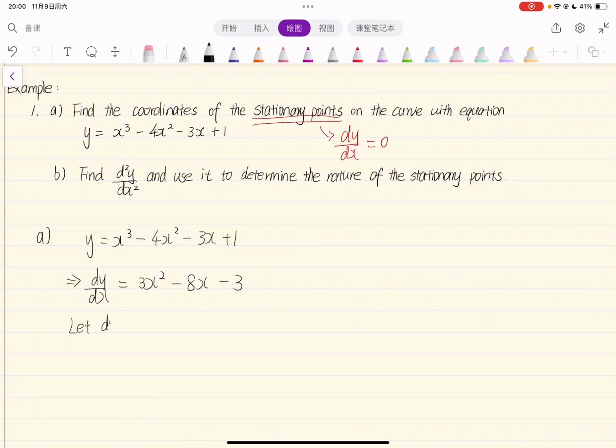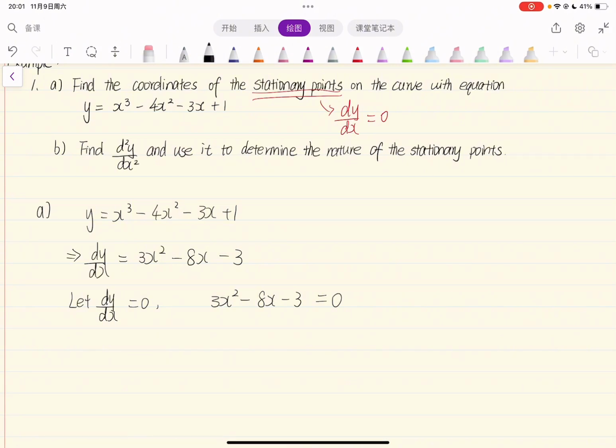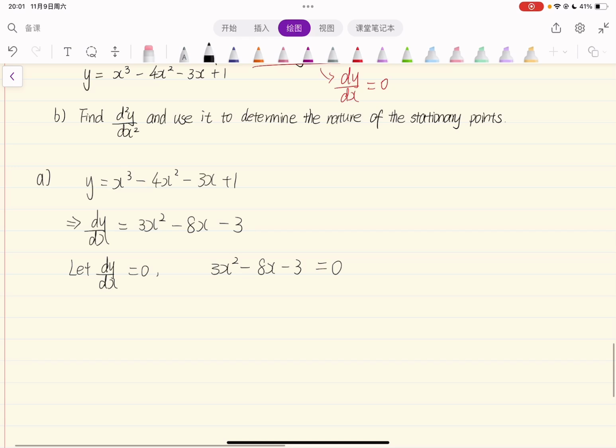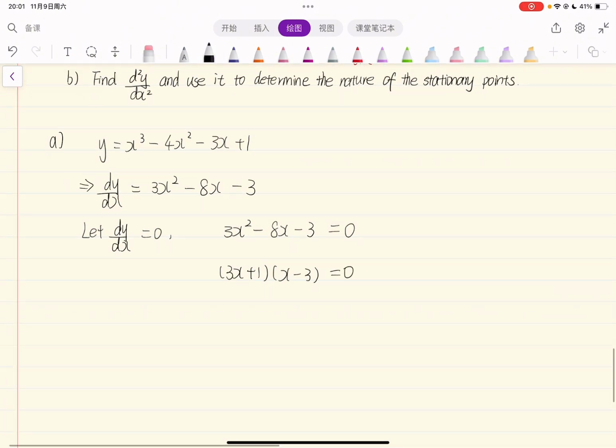Let dy over dx equal 0. We have 3x squared minus 8x minus 3 equals 0. From this equation we can find the x coordinates of the stationary points. We can factorize the left-hand side. We have (3x plus 1) times (x minus 3) equals 0. So we have 2 points. The first is 3x plus 1 equals 0, so x equals negative 1 over 3. The second is x equals 3.